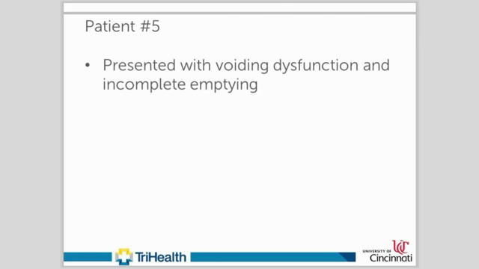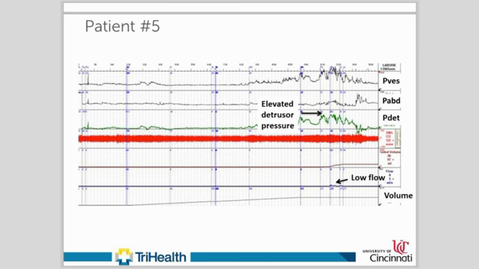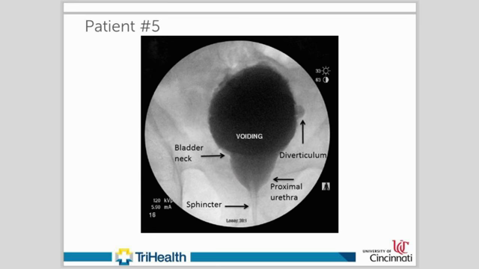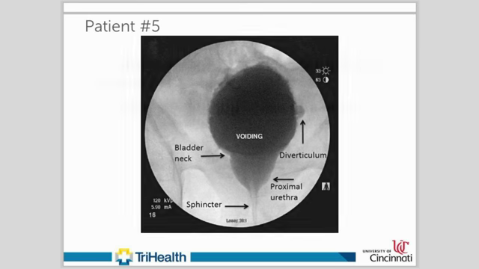Patient number 5 presented with voiding dysfunction and incomplete emptying. Cystometrogram shows elevated detrusor pressures during voiding and low urine flow. Fluoroscopy shows an open bladder neck, dilated proximal urethra, non-relaxing sphincter, and small bladder diverticula. This is a classic picture of detrusor external sphincter dyssynergia.